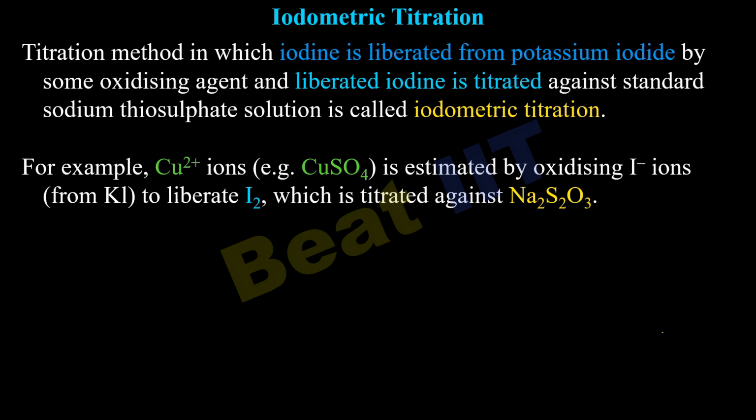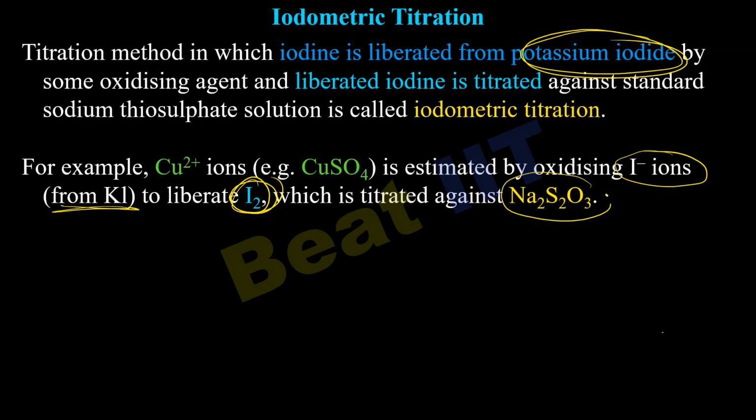For example, Cu2+ ions, maybe copper sulfate, is estimated by oxidizing the iodide ions, that is KI, which we used here, to liberate iodine. This liberated iodine is titrated with sodium thiosulfate. In this case, this is sodium thiosulfate. We don't use any other reducing agent. We use sodium thiosulfate only. This can be different. This can be the substance whose concentration is to be calculated.